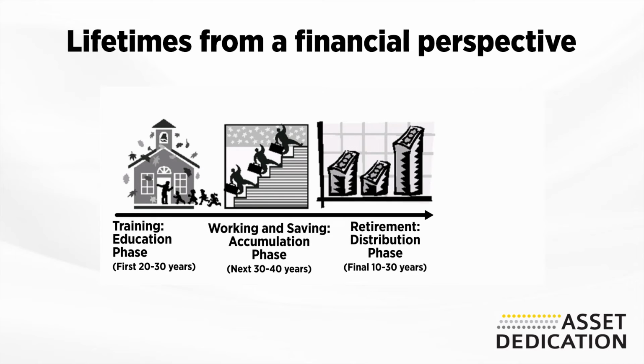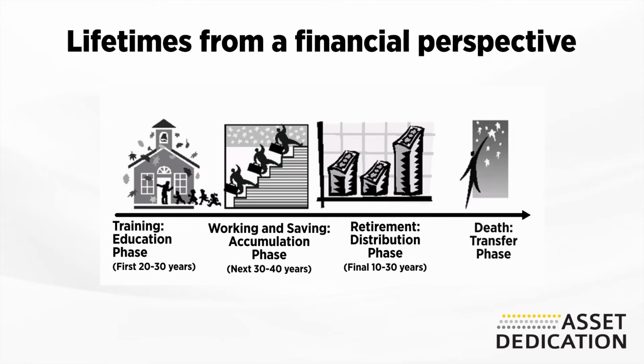Next comes the distribution phase, which is when an individual is ready to retire and therefore begins withdrawing from their savings in order to enjoy the final 10 to 30 years of their life without even a fraction of the labor required during the accumulation phase. This is followed by the last stage in a person's life, which is simply, death.